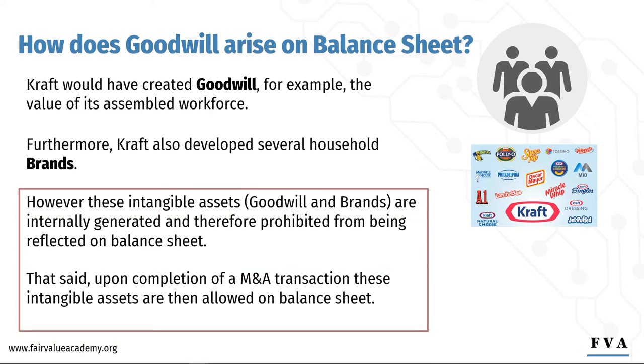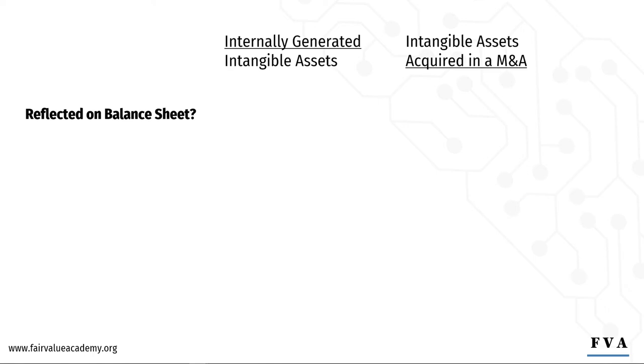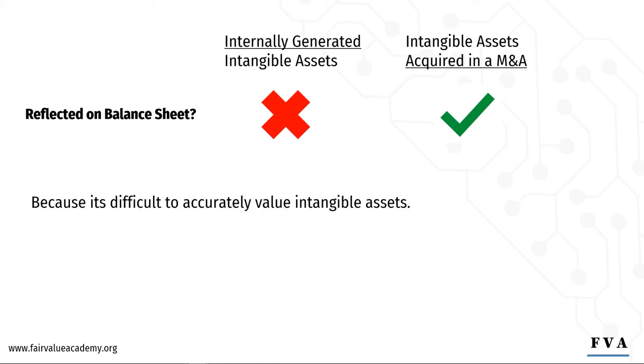Let's explore these points further and understand why the accounting standards prohibit companies from recognizing internally generated intangible assets on balance sheet, but then allow it after an M&A transaction. Why is this? Because it's difficult to accurately value intangible assets. Each one is unique, and there is no active market for intangible assets. While certain valuation techniques can be applied to value intangible assets, there is a high degree of estimation uncertainty.